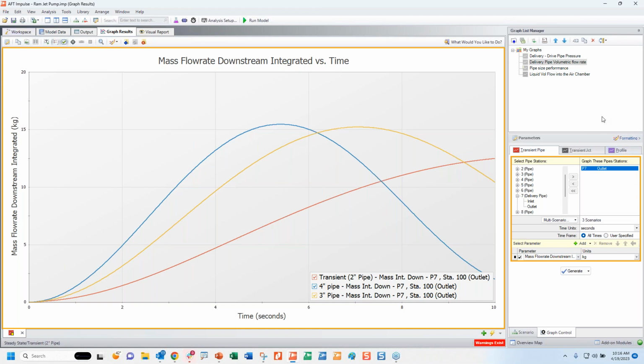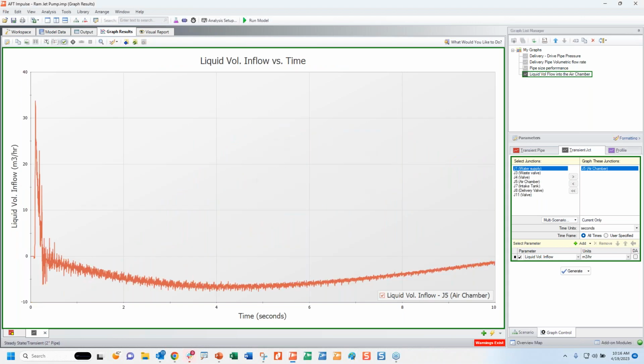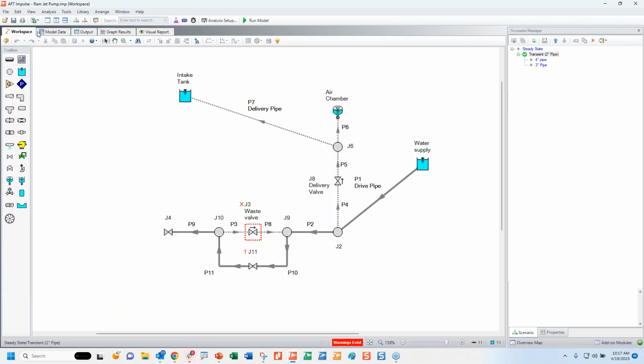Another thing I would like to see is the air chamber. And as I mentioned before, due to the water hammer effect, it compresses the air cyclically, and the increase of pressure in the air chamber is what forces the water through the delivery pipe, because the waves on the delivery pipe don't allow the water to come back. So the water pressure builds up and forces the water up the delivery pipe.